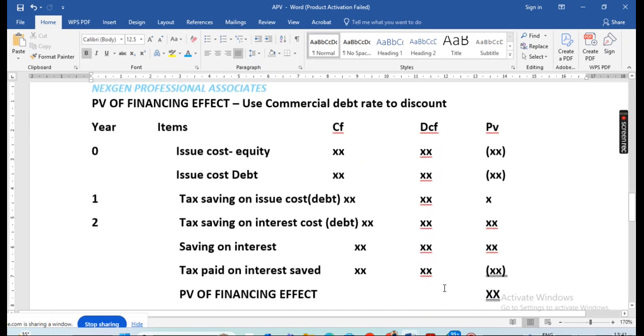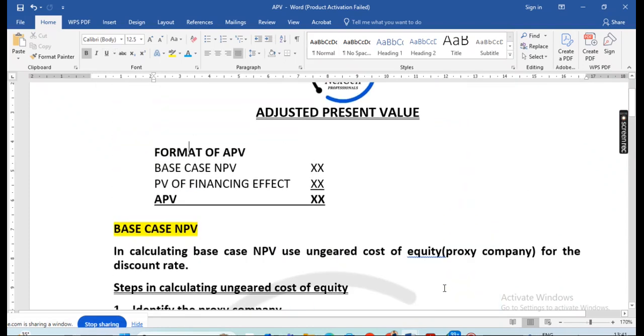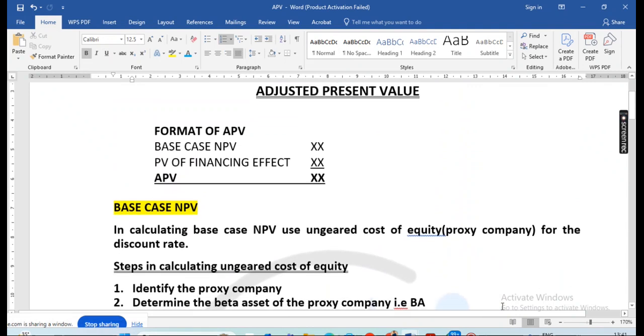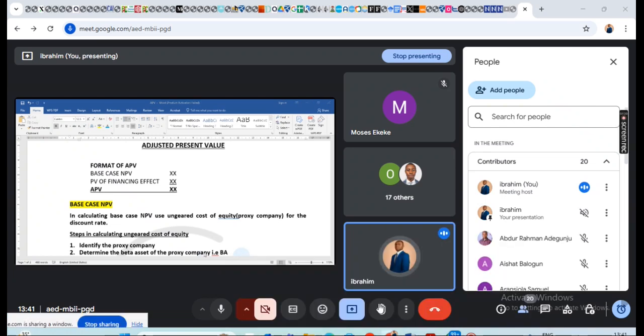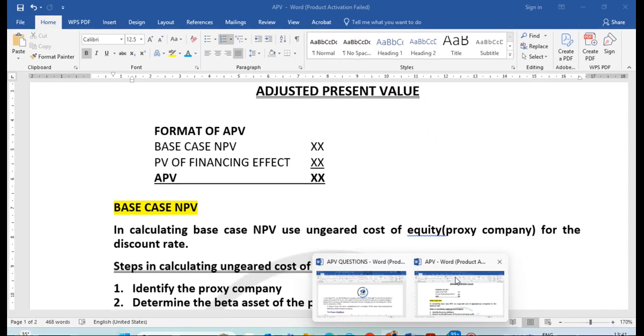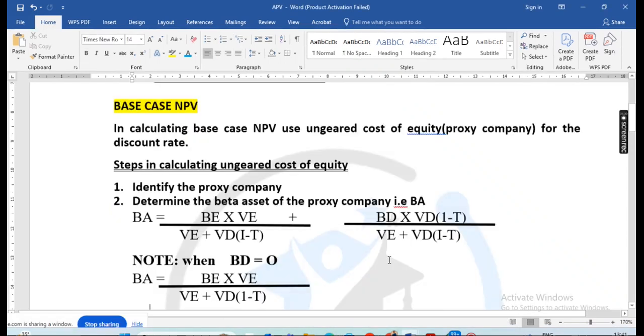When you have your PV of financing effects, you combine the base case NPV and the PV of financing effects. The two will give what we call the adjusted present value. And this is all you need to know under adjusted present value. So if you have a question for me, you can unmute your mic and ask your question before we look at an illustration to this.